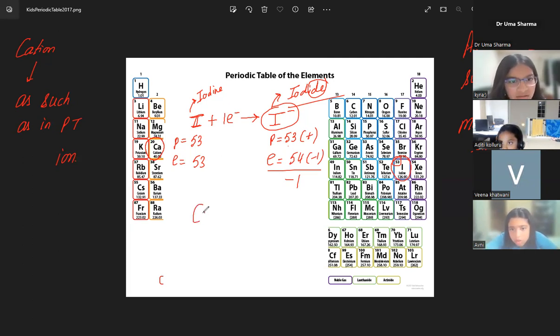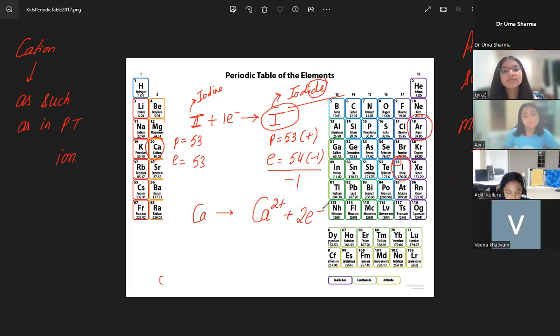It can go to argon by losing 2 electrons, and it'll have a positive charge. How many positives? Positive 2. And 2 electrons have come out, right? Yeah, positive 2. Okay, so this Ca2 plus is losing 2 electrons. So what is the name of Ca? Calcium. What is the name of this Ca2 plus?